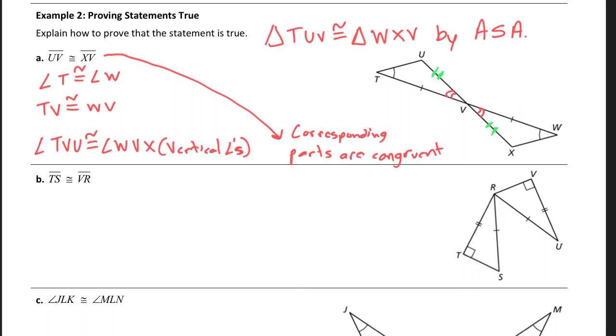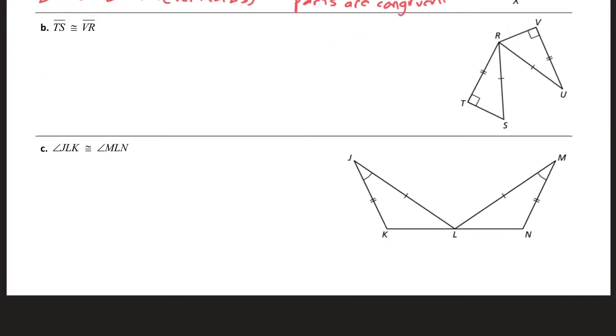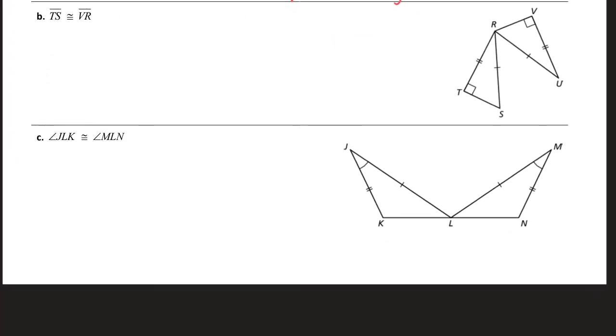We've got to be able to prove the triangles are congruent to each other by one of our theorems, and then use that to say corresponding parts are congruent. So in the next example, proving that TS is congruent to VR. TS and VR. So in this triangle, some things we can assume, all right? These triangles are right triangles, okay? Another thing we can assume, leg and hypotenuse we got to think about here because we've got right triangles.